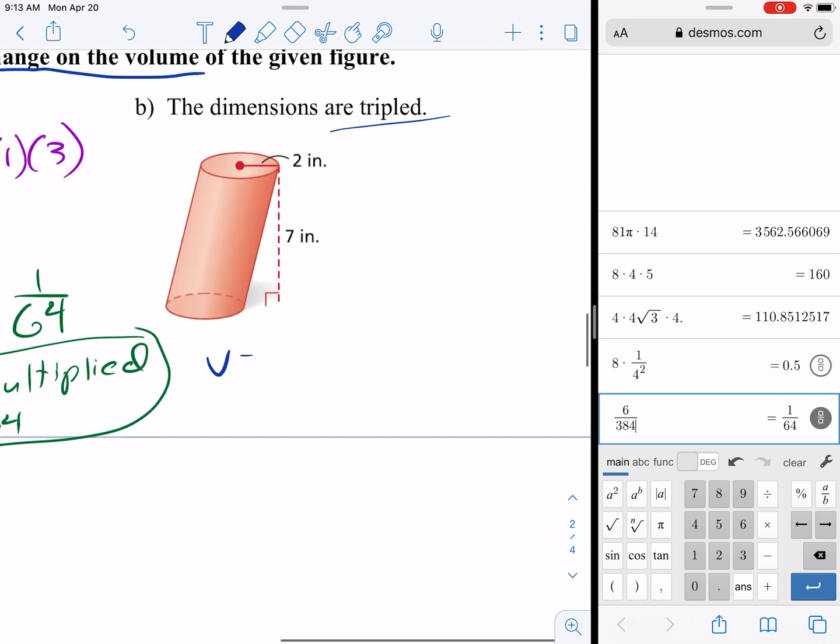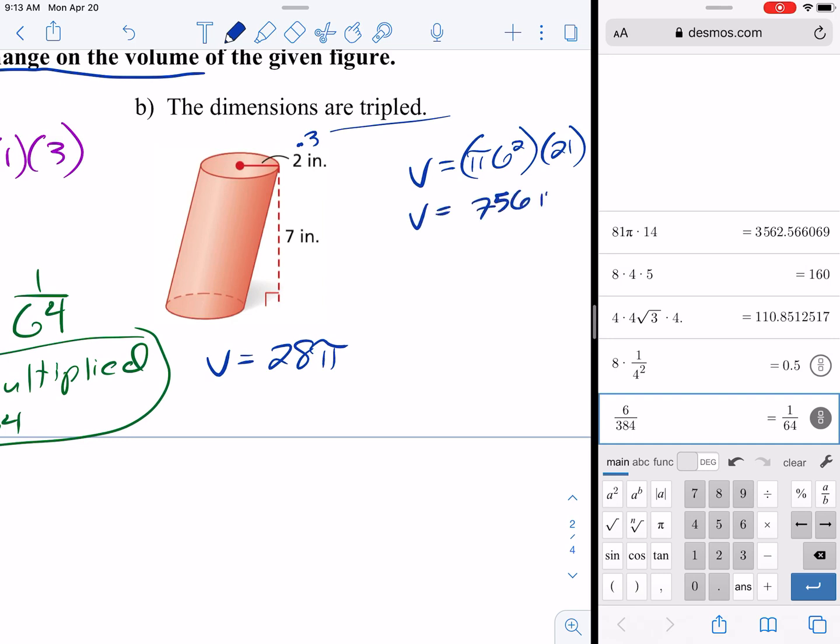Okay, so our original volume would have been 28 pi. After tripling our units, our new volume would be, well, we would have pi times 6 squared, because 2 tripled is 6. And then a height of 21, because 7 tripled is 21. So our new volume is 756 pi.